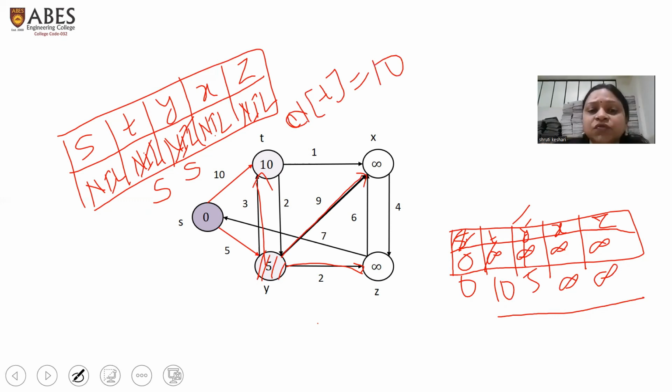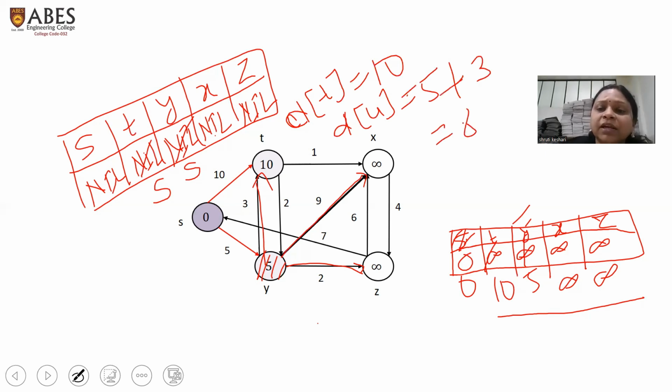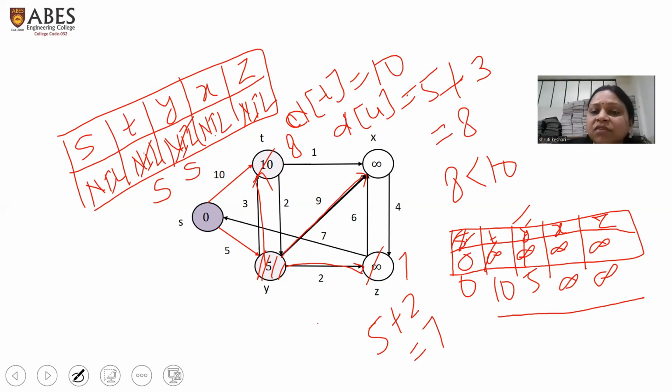Currently the cost is this one. But what about this one? When you are adding the value D of U, which is 5, plus the weight 3, you will get the value 8. 8 is less than 10, so you can also relax this value to 8. When you're talking about Z, the Z value will be 5 plus 2, that is 7. Relax this value as 7.